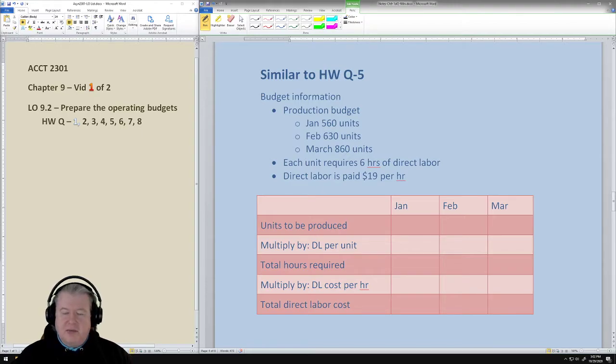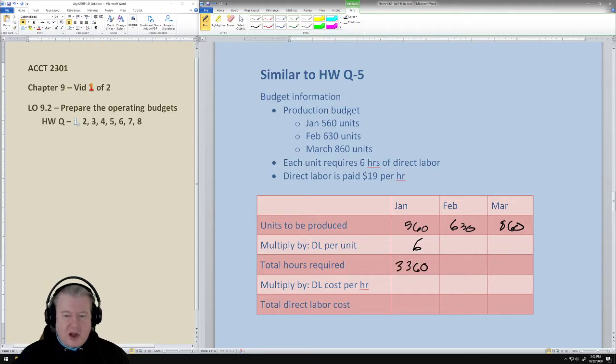So the direct labor budget, there's no inventory. You don't put labor on the shelf. You don't have to have an ending inventory or beginning inventory of labor. So it's really just a straight calculation. You're looking at production. January is 560 units, February 630 units, and March is 860. I'll just do one of these. What's the direct labor per unit? It says each unit requires 6 hours of direct labor. So if I'm going to make 560 of these and it requires 6 hours of labor for each, that means I have 3,360 total hours of labor.